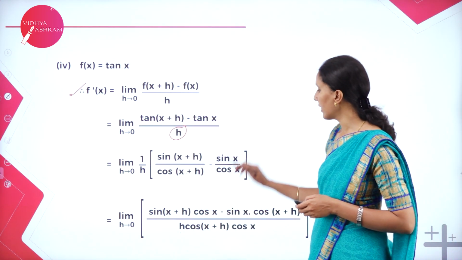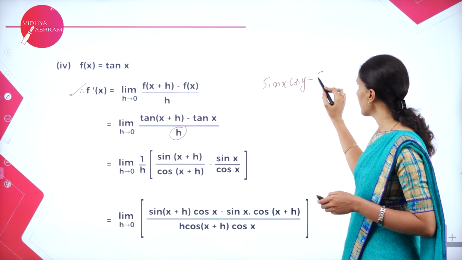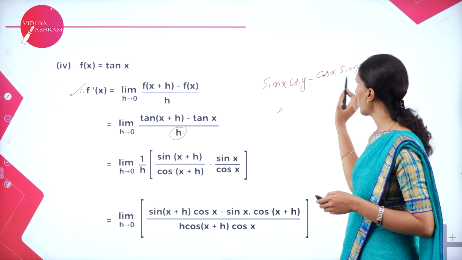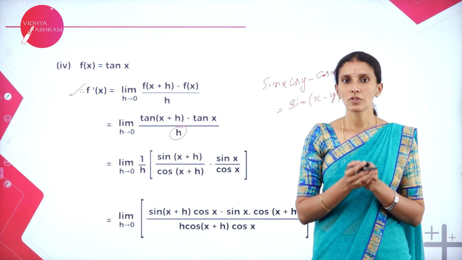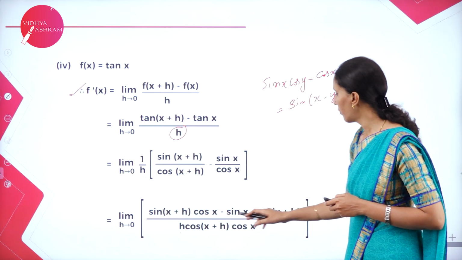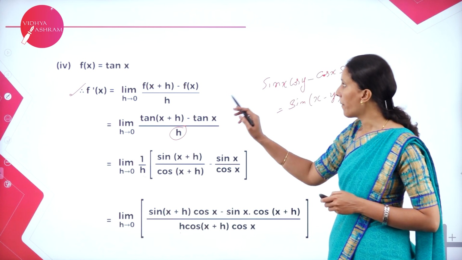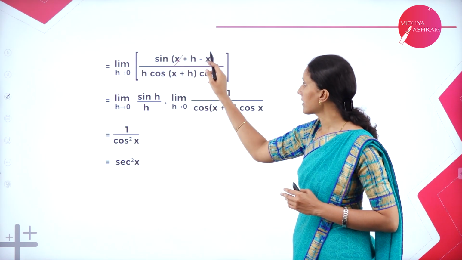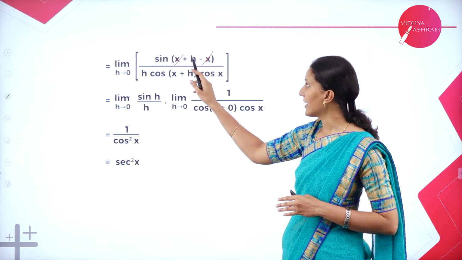Now you can see this is in the form of sin x cos y minus cos x sin y. What is this actually? Sin x cos y minus cos x sin y is sin(x minus y), the difference of two angles in terms of sine. So in place of this expression, I have replaced it with sin(x+h minus x). This is how it looks. The denominator is the same. Here plus x minus x gets cancelled. Now in the numerator I am left with only sin h.